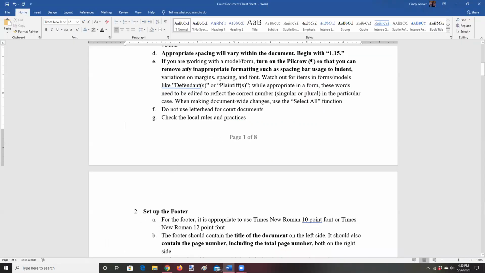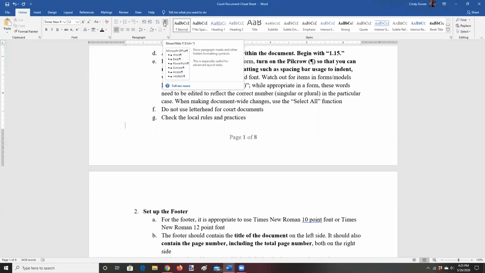Okay, now if you're working from a model, that's item E, you're definitely going to want to turn on that Pilcrow so you can remove any inappropriate formatting. The models that I have in this class intentionally have formatting problems. If you don't turn on the Pilcrow, you won't see them. They are oftentimes not obvious until the Pilcrow is turned on.